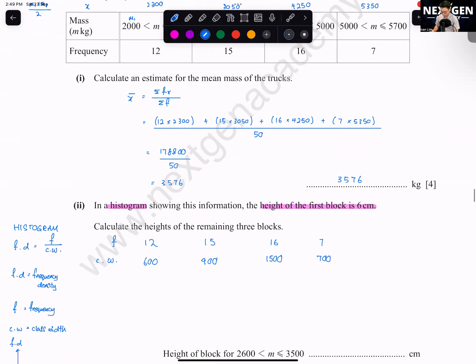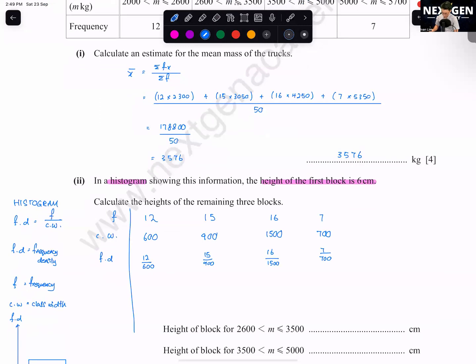So frequency density right now, you will take 12 over 600. This one, 15 over 900. Here will be 16 over 1,500. And then here will be 7 over 700.